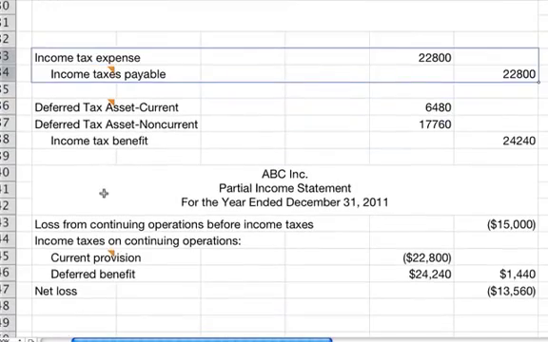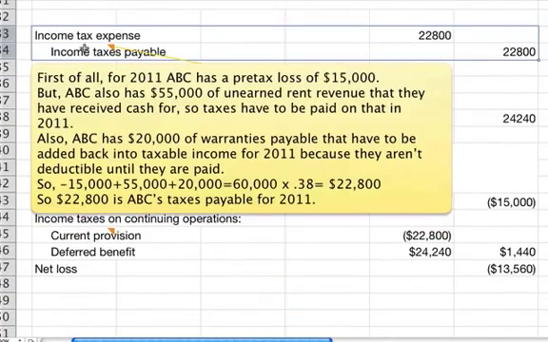And the way we get this number, so for 2011, ABC has a pre-tax loss of $15,000. But ABC also has $55,000 of unearned rent revenue that they have received cash for, so taxes have to be paid on that in this year, which is 2011. And ABC has $20,000 of warranties payable that have to be added back into taxable income for 2011 because they aren't deductible until they are paid.